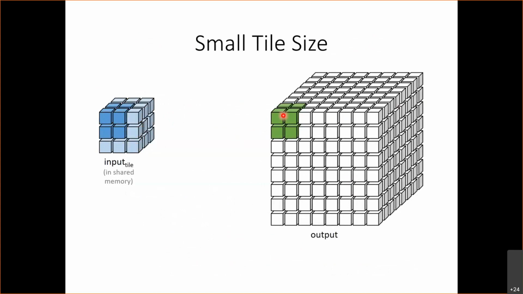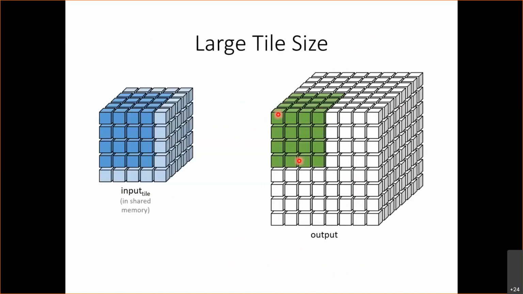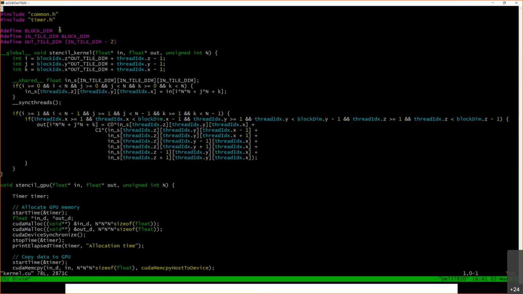If I use a larger tile size, a big tile like this, now I have many more internal elements compared to the external elements. So now I have fewer boundary elements relative to the internal elements. There's still a lot of boundary elements, but they're fewer. So can I just go to my code here, my tile size? Can I just increase block dim from 8 to something like 32?